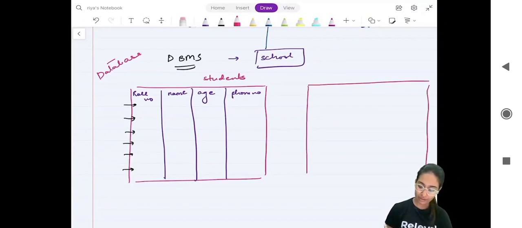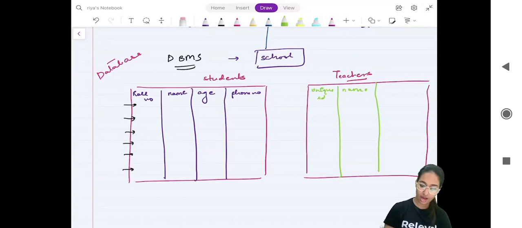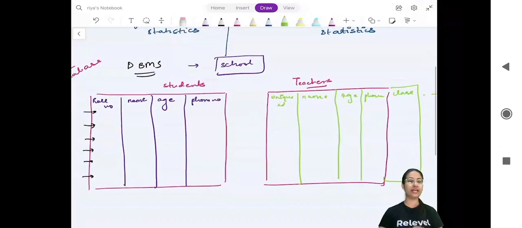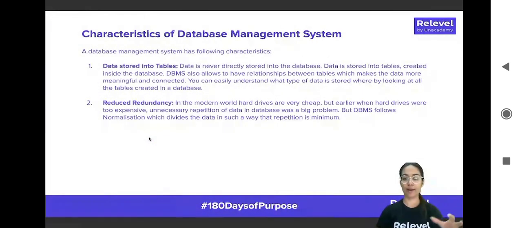Similar thing will happen here as well. Everything has to go in tables and be stored in rows and columns. Let's say I again have a unique ID for each teacher, right? I am storing the name of that teacher, the age of that teacher, the phone number, maybe the class that the teacher teaches, and so on, right? So everything is stored in a tabular format. It's not stored in a raw manner. Everything is organized into tables which are created inside the database.